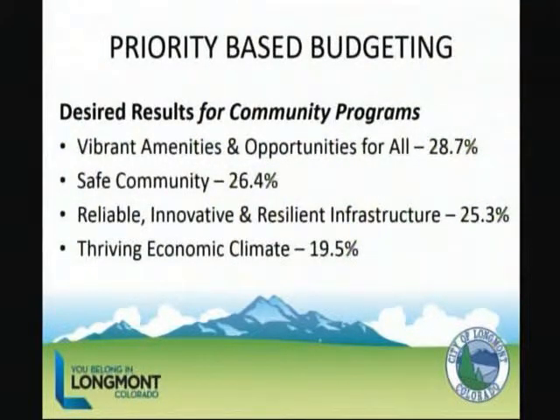The desired results for community programs were identified by the City Council towards the end of 2013 and early 2014. There were 4 desired results identified. They're shown here on this slide in the order of priority as the community weighted them in a process that we did last spring. Vibrant amenities and opportunities for all was 28.7% weighting. Safe community is 26.4%. Reliable, innovative, and resilient infrastructure at 25%, and a thriving economic climate at just short of 20%.